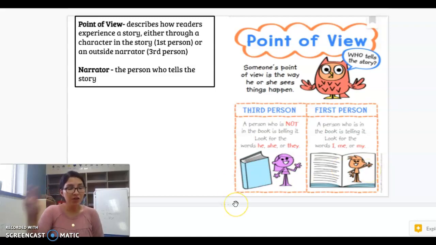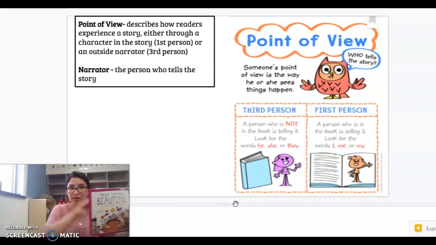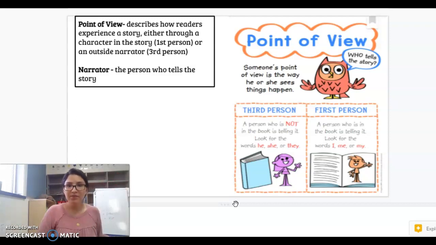All right, third person point of view. Hold up a 3. A person who is not in the book. The person is not in the book, okay? So look for words like he, she, they, okay? Whoever is telling the story, they're not a character in the story.